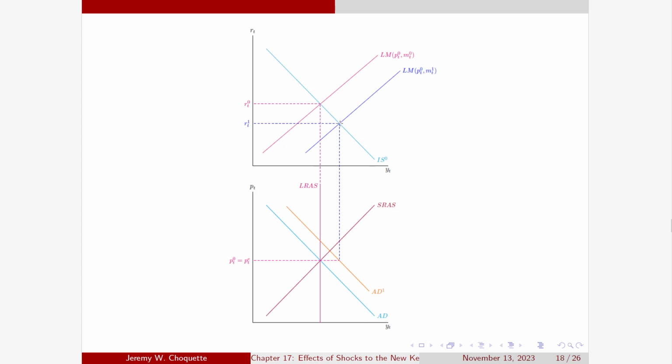Because the real interest rate is falling, aggregate demand shifts out. And because prices aren't perfectly flexible, we've got this short-run aggregate supply curve that's upward sloping, right? This is because prices aren't flexible.